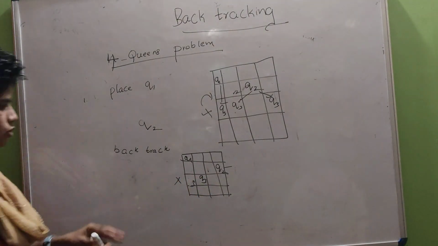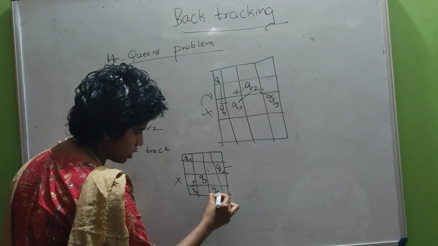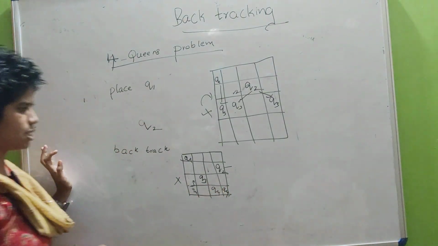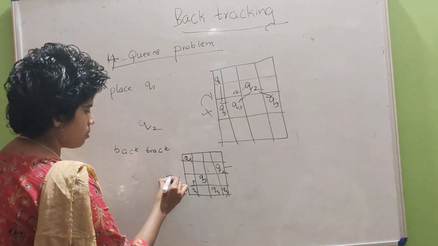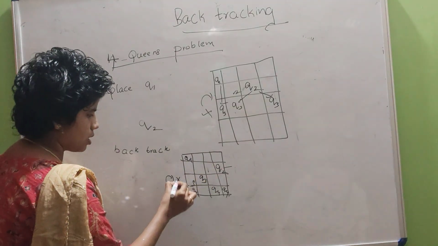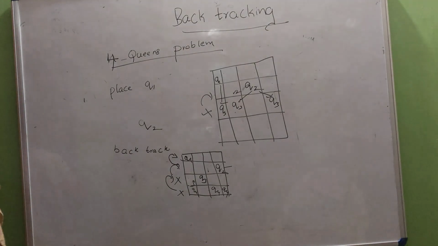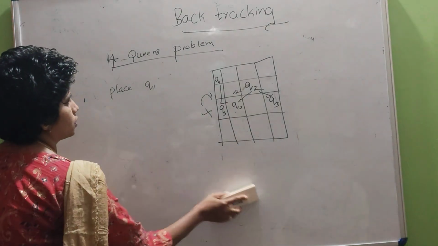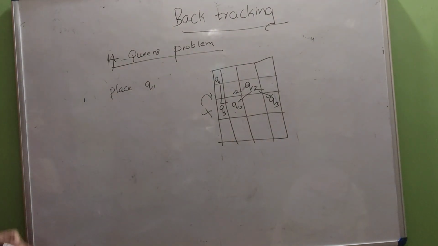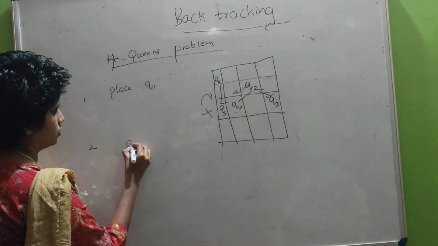Whenever you want to place Q4, Q4 can't be placed here, here, or here. So this one also you have to backtrack. This is backtracked. Since it is already backtracked, you will directly go to the position of Q1. From there you will start backtracking. So you will change the position of Q1 in your step 2. Step 2, change the position of Q1.